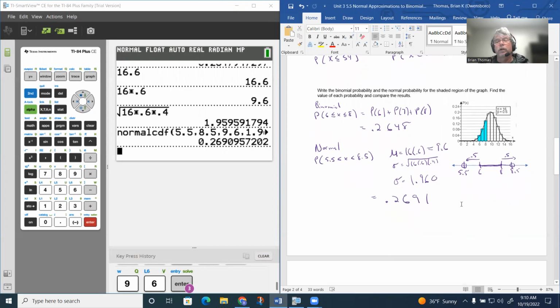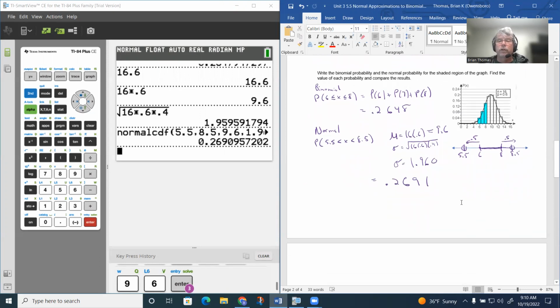So how would you compare those two probabilities? Are they close? Yeah, I would say they're good. So I would say the normal would be a good approximation there.